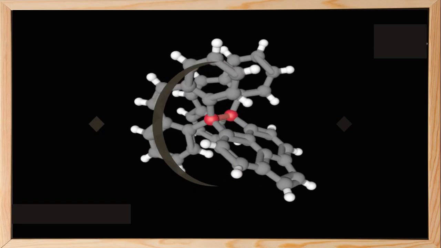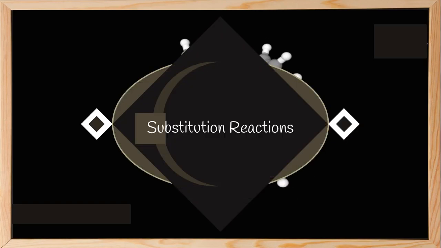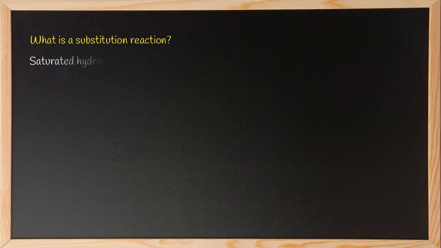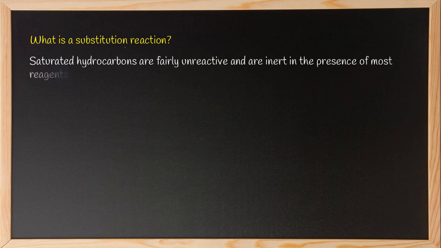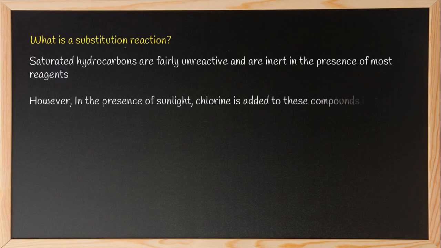In this video, we will discuss substitution reactions. So, what are substitution reactions? Firstly, the very basic thing is that saturated hydrocarbons are fairly unreactive and are inert in the presence of most of the reagents. However, in the presence of sunlight, chlorine is added to these compounds in a very fast reaction.